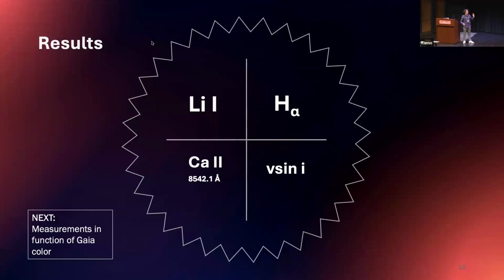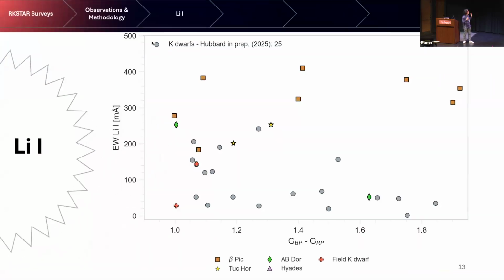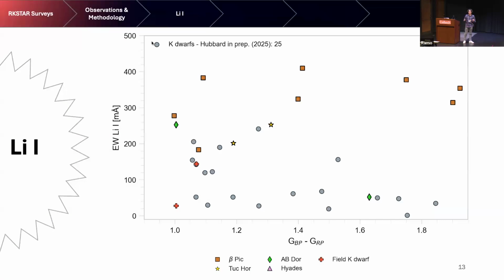I will show you plots where the x-axis is the Gaia color and the y-axis is the results of the parameters I measure. So for lithium, first we started with a sample of 600 K-dwarf stars, 500 of which are in the RoCKS catalog. And we found 25 stars with lithium detection.